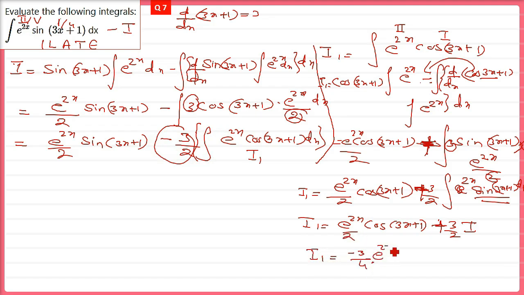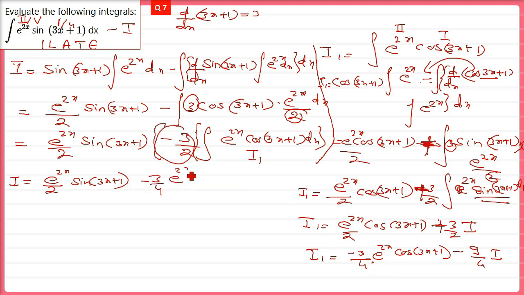So now we need to multiply it by negative 3 by 2. Multiplying everything by negative 3 by 2 and changing it accordingly, the last term will become 3 by 2 times 3 by 2, that will be negative 9 by 4 I. Now just place it here. This I will be equal to e raised to x by 2 sin 3x plus 1 and negative 3 by 4 e raised to x, after multiplication by negative 3 by 2. Okay, so e raised to x cos 3x plus 1, and then after that we have negative 9 by 4 I.